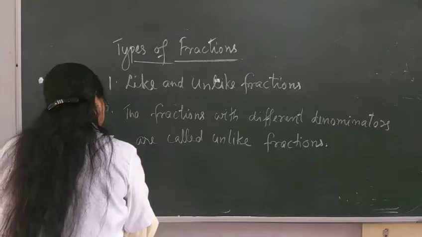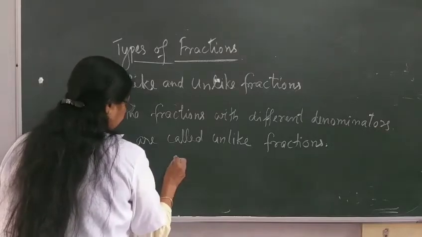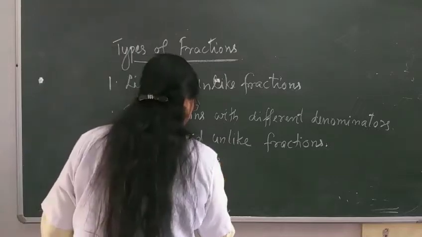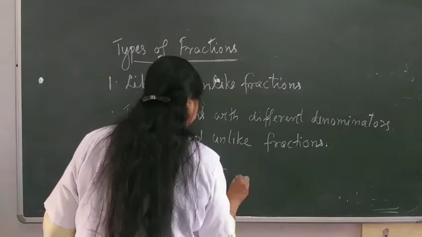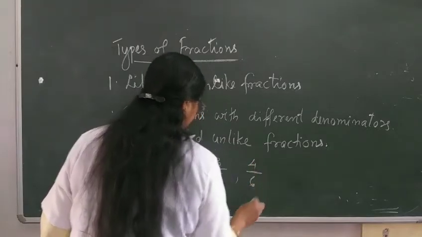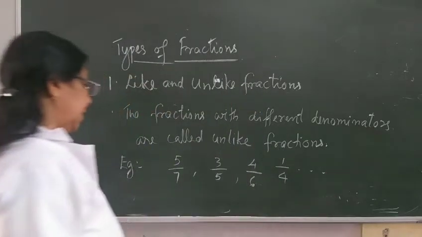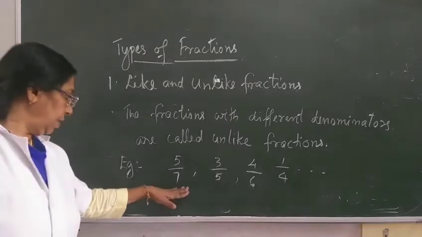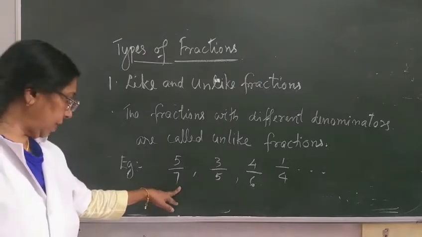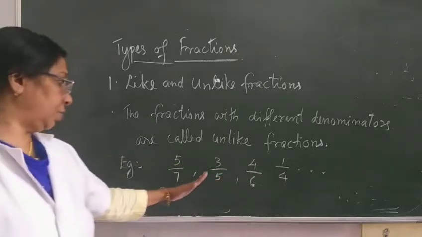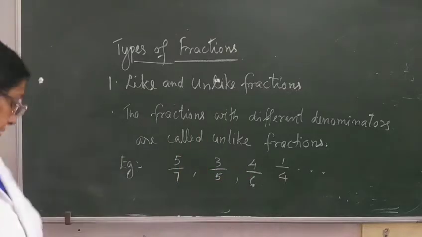Example, 5 by 7, 3 by 5, 4 by 6, 1 by 4, etc. These are unlike fractions. Here the denominator is 7, it is 5, that is 6, that is 4. Different denominators. So they are unlike fractions.